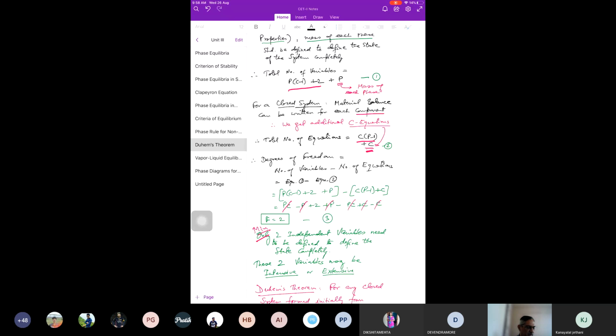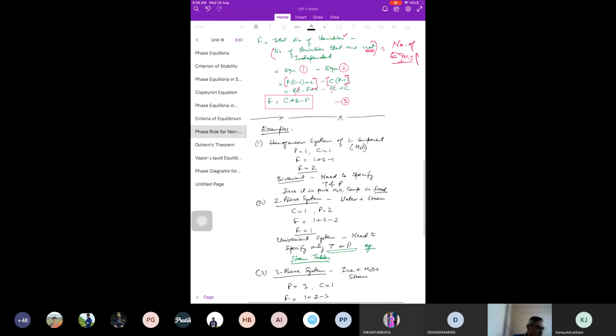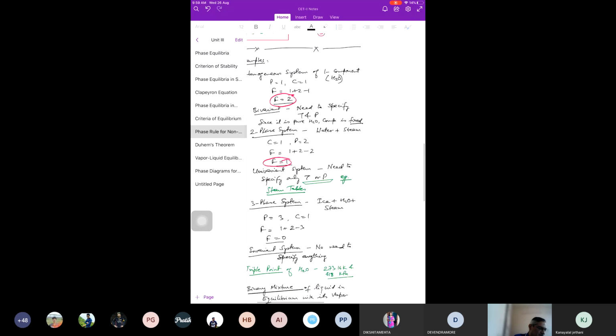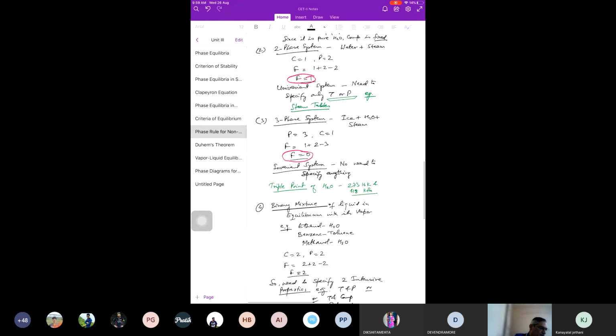Okay. These two variables may be intensive or extensive. जैसे हमने देखा फेस रूल में sometimes we got degree of freedom equal to 0, right? यहाँ पर 2 आया, यहाँ पर 1 आया, right? यहाँ पर 2 आया, then यहाँ पर 0 आया, और यहाँ पर 2 आया. तो इंटेंसिव प्रॉपर्टीज के हिसाब से हमारे को पता चला कि समटाइम्स डिग्री ऑफ फ्रीडम इज 1, sometimes it is 0, sometimes it is 2.